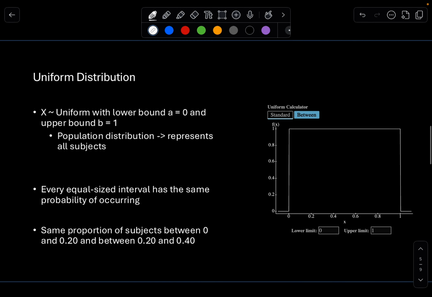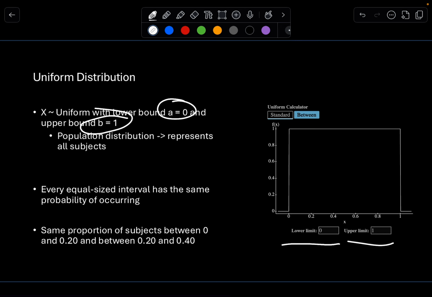And then we're also going to look at something called the uniform distribution. The uniform distribution is also called the rectangular distribution. Yes, it is symmetric, but it's not a bell-shaped curve. Every equal-sized interval has the same probability of occurring. It's equal slices. We're going to use a lower limit of 0 and an upper limit of 1. The lower limit is A, the upper limit is B.